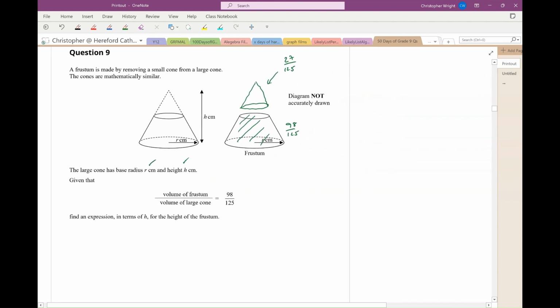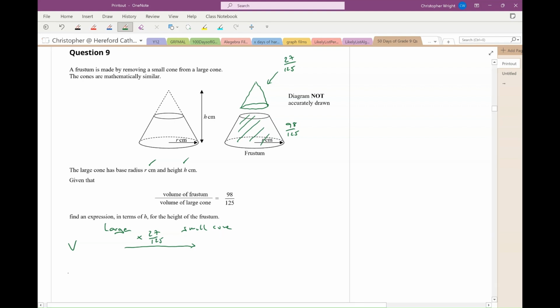So, if I were to think about the volume here, and let's take the large cone and the small cone, the one I've cut off, then I would multiply by 27/125ths there, to go from volume of the large to volume of the small.